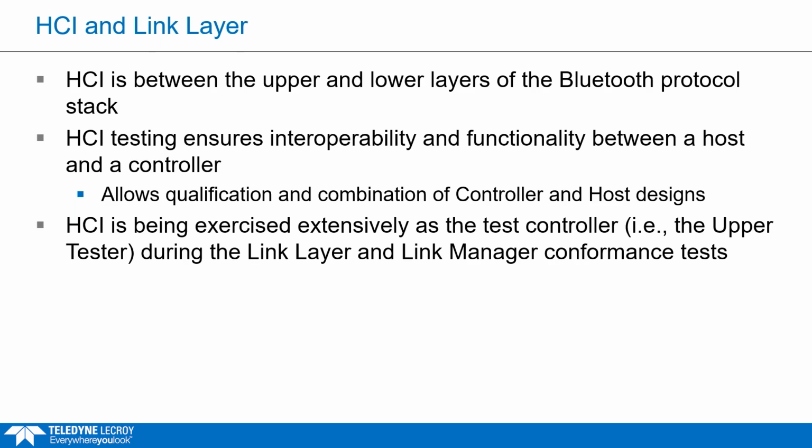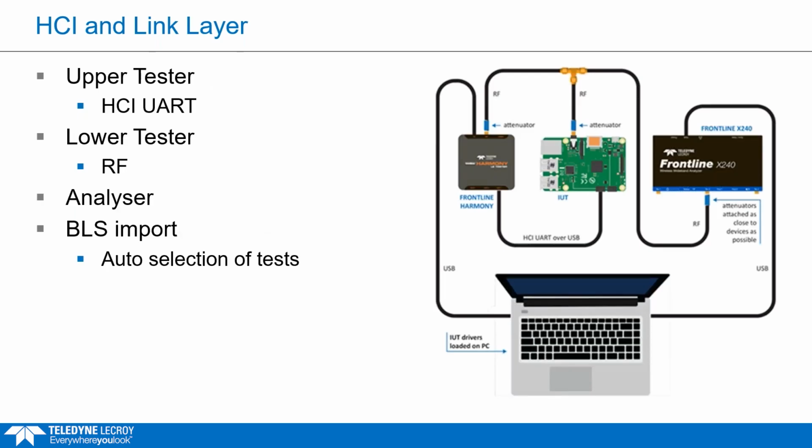And the objective of the HCI testing is to ensure functionality and interoperability between a Bluetooth host and a Bluetooth controller. And that allows you to qualify and also allows combinations of controller and host designs. And the HCI is being exercised extensively as the test controller, i.e. the upper tester, during the link layer and link manager conformance tests. And many of the HCI commands and events are actually implicitly proven within those conformance tests of the link layer and link manager protocol. So looking at pre-compliance testing on the HCI and link layer, a typical setup is shown here on the right.